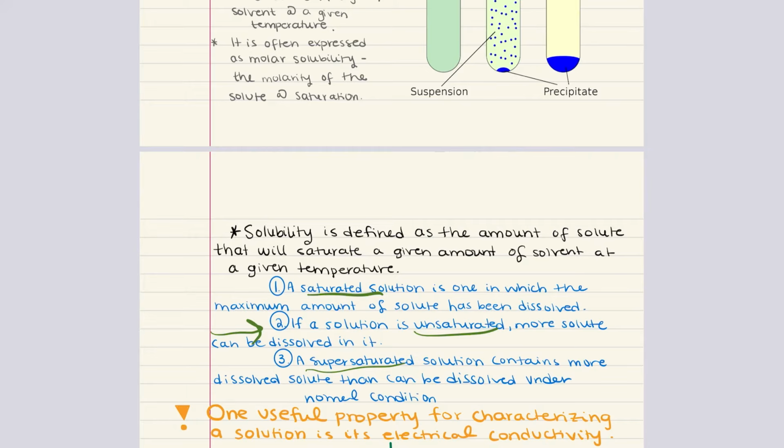Then we have a supersaturated solution. This is a state of a solution that contains more of the dissolved material than could be dissolved by the solvent under normal circumstances. So it can also refer to a solution that has been forced to contain more dissolved substances than it would normally allow at a given temperature. And this is usually achieved by dissolving the solute in one condition and then slowly changing it without triggering any release of the solute, to maximize the amount of solute dissolved in the solvent.